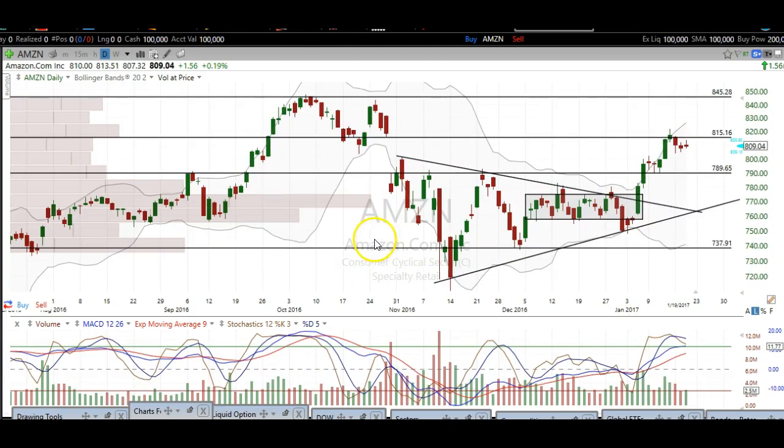Next one we're going to take a look at is Amazon. Amazon, this is one that treated us very nicely. Myself and members got long on some call options. We gained over 100% on these. Nice breakout here. We had the target of this gap fill right here and it hit perfectly.